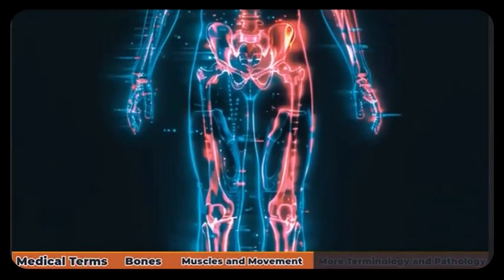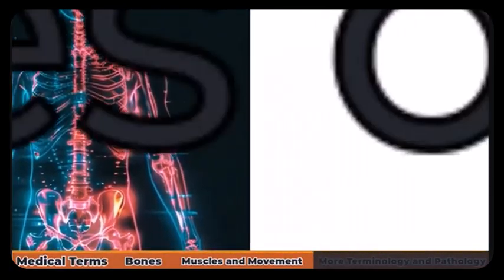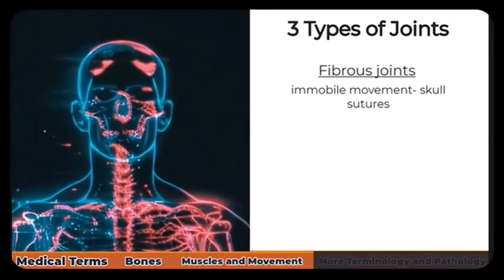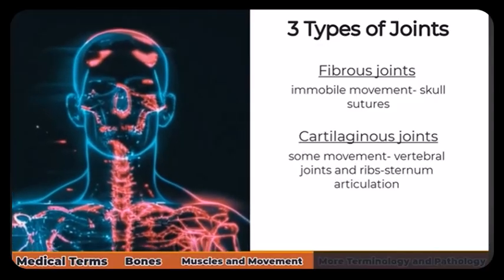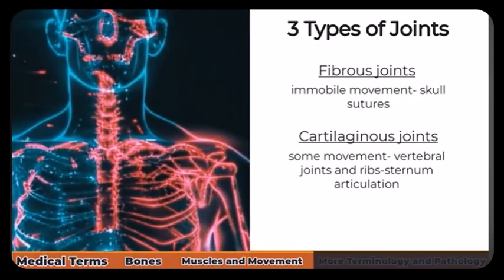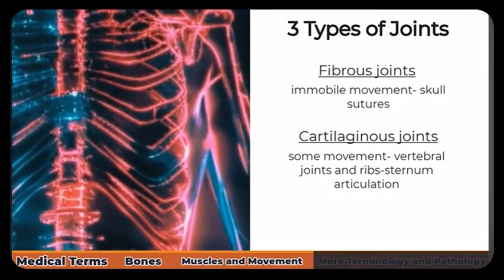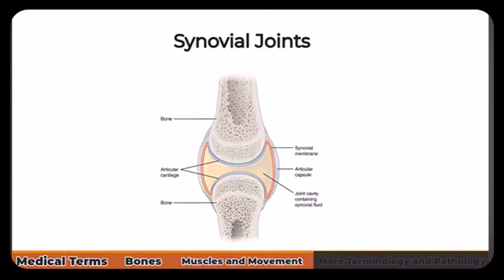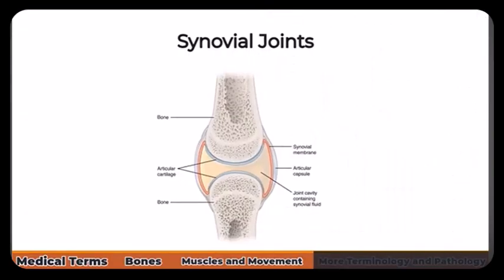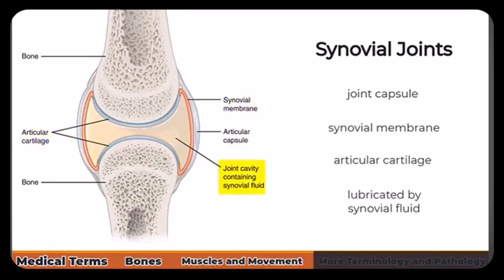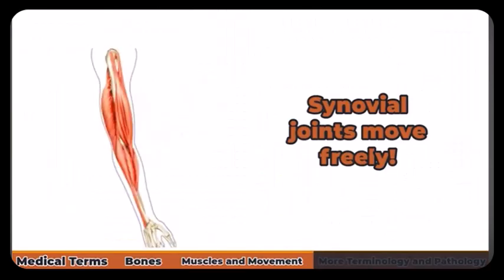Joints are where two or more bones articulate. Our body has three main types of joints: fibrous joints that are immobile, like sutures in the skull; cartilaginous joints, which connect bone to cartilage and allow limited movement, such as vertebral joints and where the ribs meet the sternum; and finally, the special synovial joints. Bones in these joints have the protection of a joint capsule and synovial membrane. They're covered with articular cartilage and lubricated by synovial fluid, so they can move freely, as you can see in the diagram.